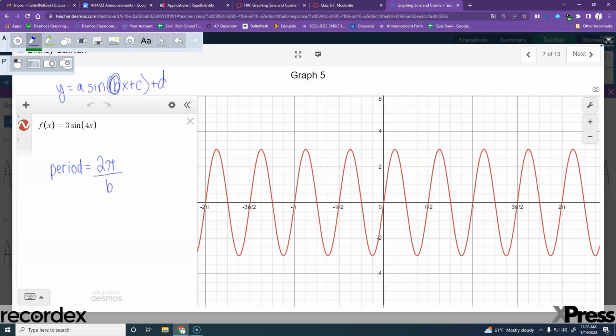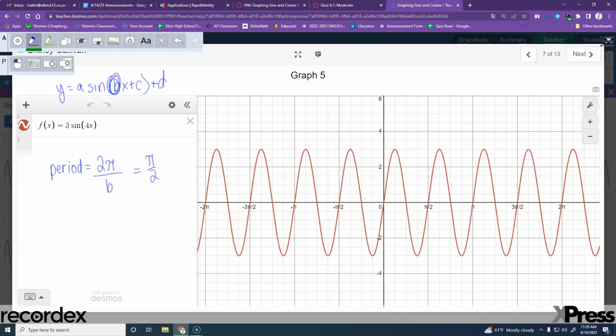So we're talking about this number right here in front of the x. To get that to equal pi over 2, you have to put a 4 right here. A lot of times, particularly if you have a strange period, let's say it was like 3 pi over 7, something really weird.